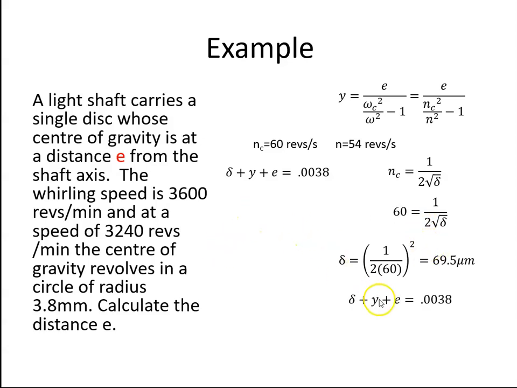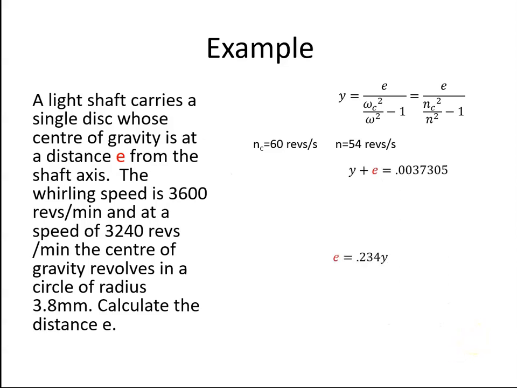So if d plus y plus e is 0.0038, then I can put in for d, and we can get an equation for y plus e. So y plus e is equal to 0.0037305. So we'll just store that up here for the time being.